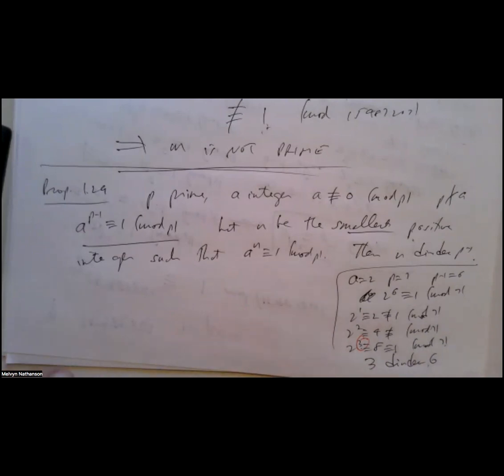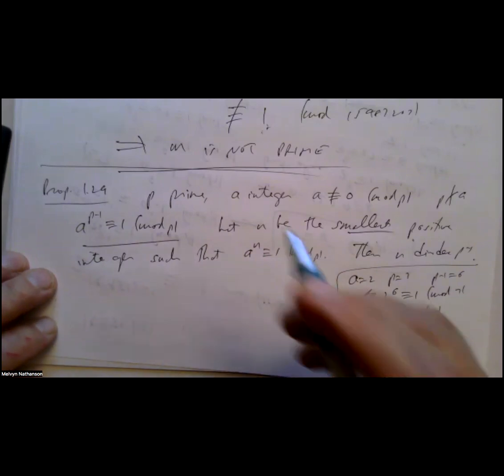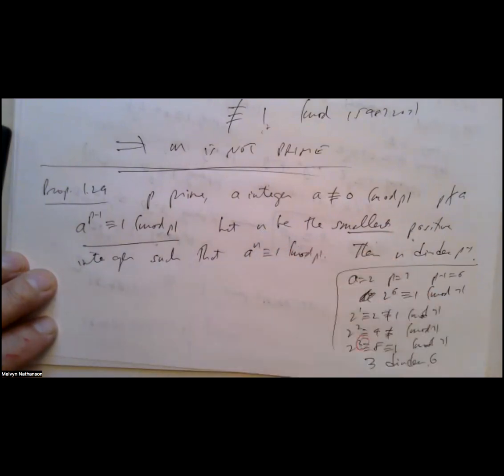So this is not an accident. This is a general phenomenon. You take a prime number p, you take an integer a that's not 0 mod p, then the smallest power of a that is equal to 1 mod p must divide p minus 1. Right? And there's a very pretty proof of that, which is the following.